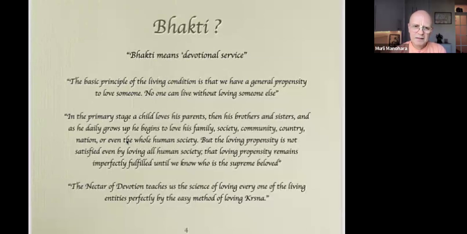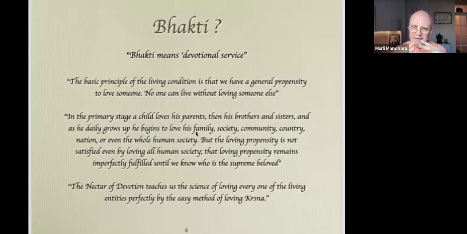And then he mentions here, in a primary stage, a child loves his parents, then his brothers and sisters. And as he daily grows up, he begins to love his family. So it expands. First there's affection for the parents. Then that love expands further, to affection and appreciation for brothers and sisters.